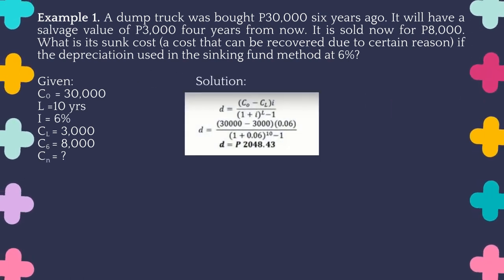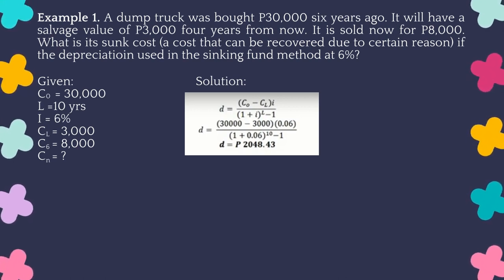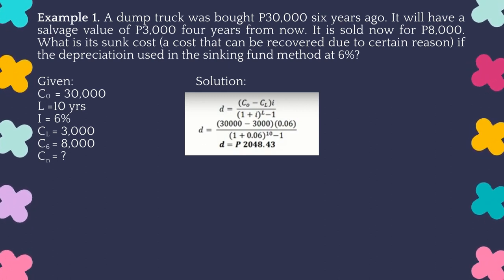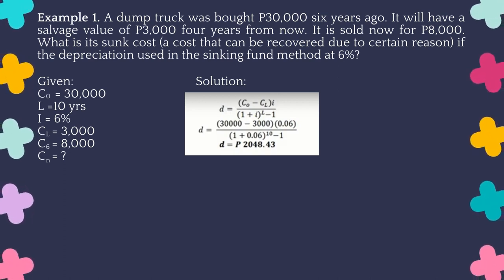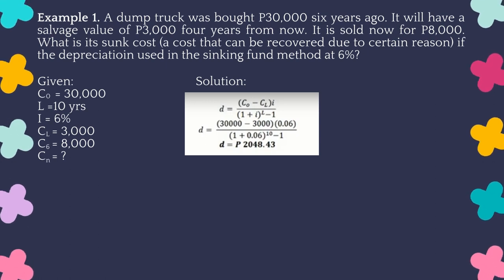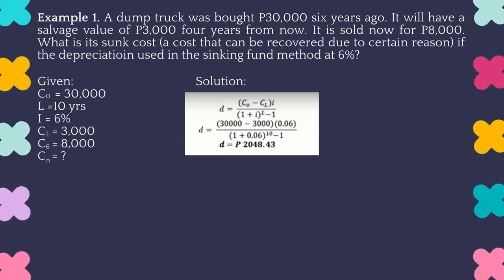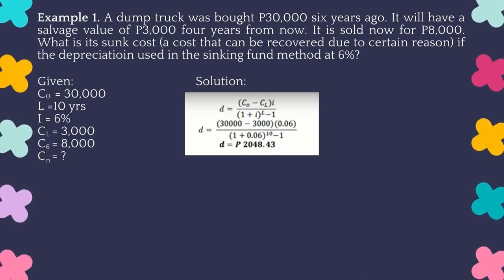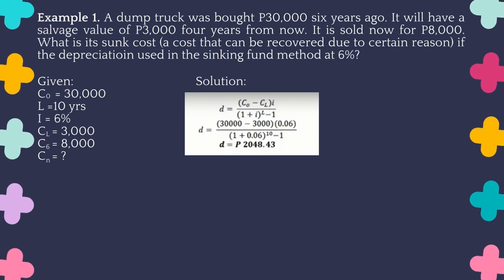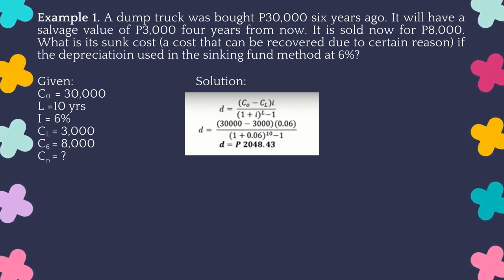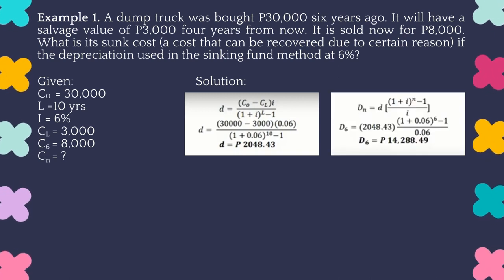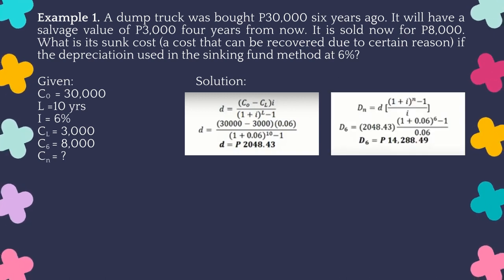So for the solution, first we're going to use the formula D equals C sub O minus C sub L times I over 1 plus I to the power of L minus 1. So just plug in D equals 30,000, or the original cost of the property, minus 3,000, or the salvage value, times 0.06, our rate, then over 1 plus 0.06 to the power of 10 over L, then minus 1, and the result will be 2,048 pesos 0.43 centavos.